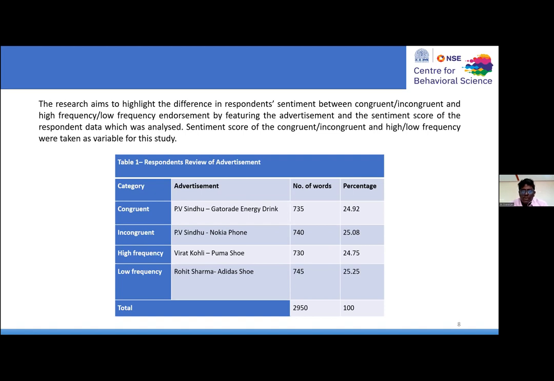And these are the ads: for congruent, PV Sindhu with Gatorade energy drink, we have collected 735 words, and incongruent, PV Sindhu with Nokia phone, we have collected 740 words. High frequency, Virat Kohli with Puma shoe, we have collected 730 words. For low frequency, Rohit Sharma with Adidas shoe, we have 745 words. Totally, we have collected 2,950 words, and these 2,950 words were collected from nearly 590 students.